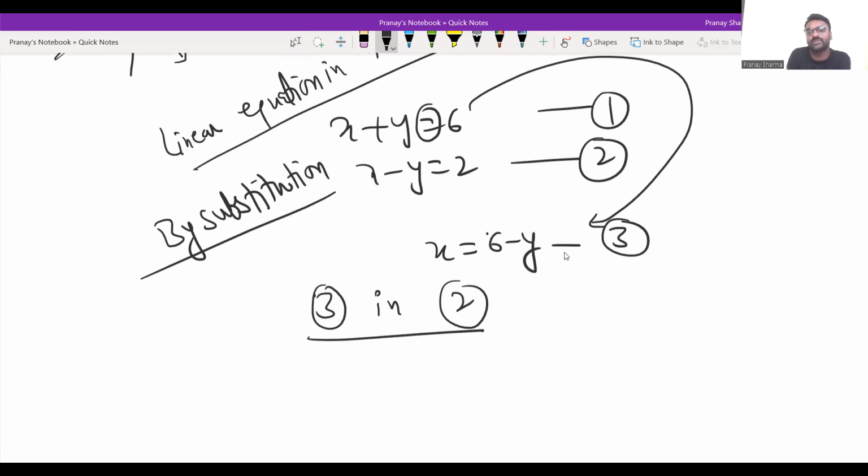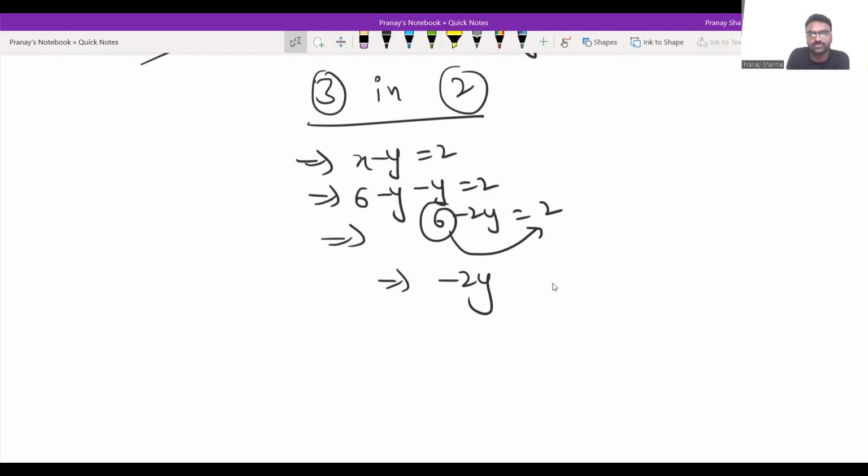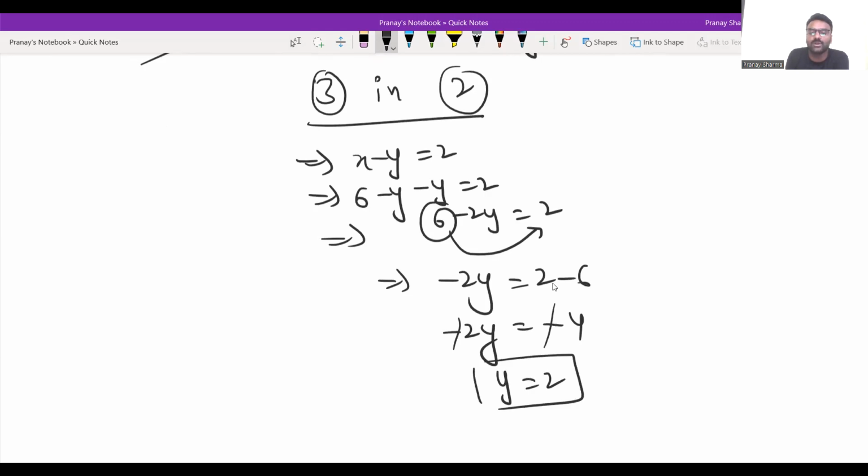Fine. So when we are substituting the value of x equals 6 minus y, which is equation number 3, in equation number 2, then this is equation number 2. Instead of x I should be writing 6 minus y, so 6 minus y minus y equals 2, that is 6 minus 2y equals 2. Because we have the same sign, addition is to be followed. So this will be minus 2y; transposing 6 to the right hand side, it will be 2 minus 6. That means different sign, subtraction. The minus goes away, y is 2. Right? So we got the value of y as 2.